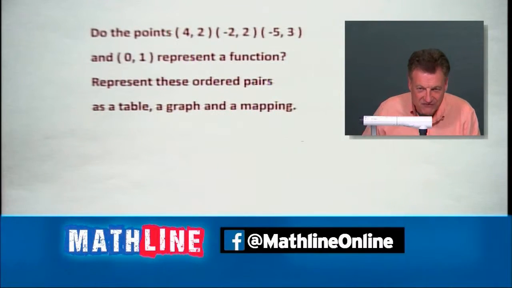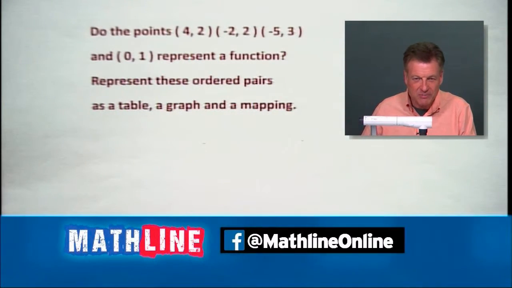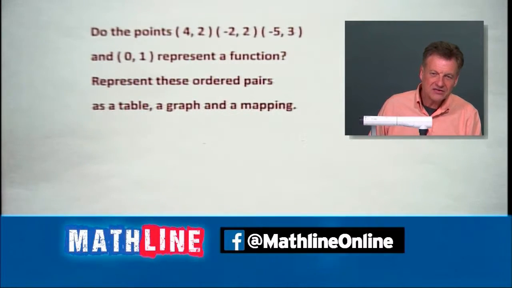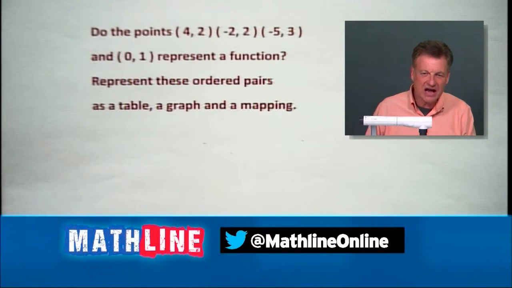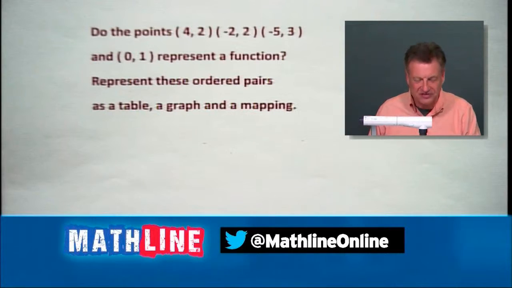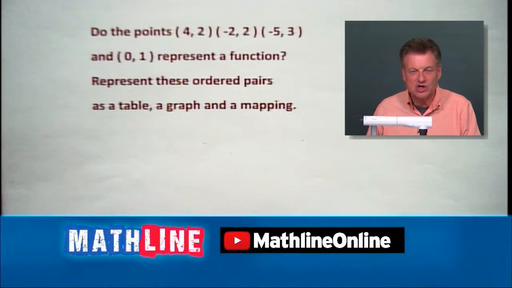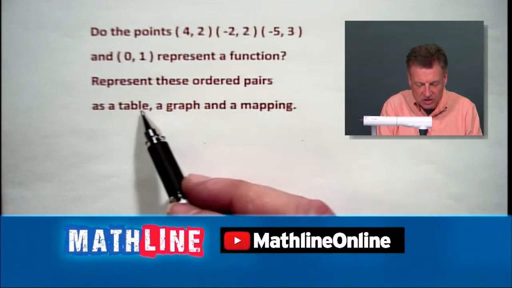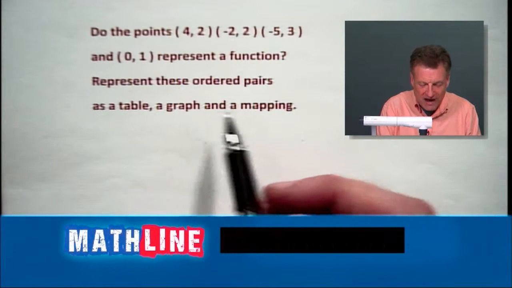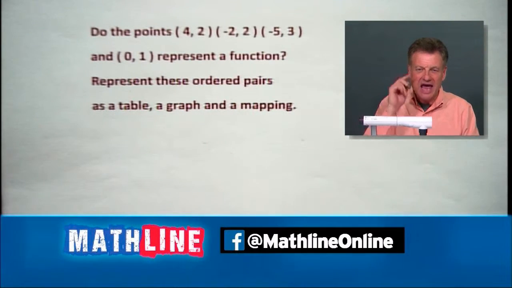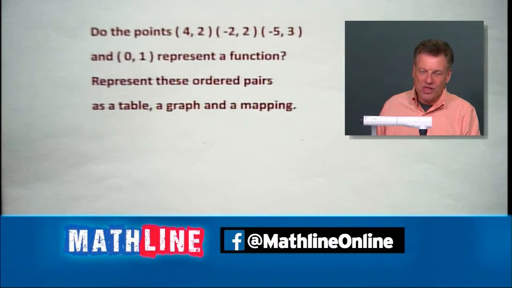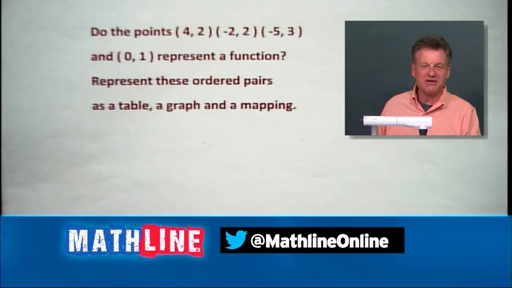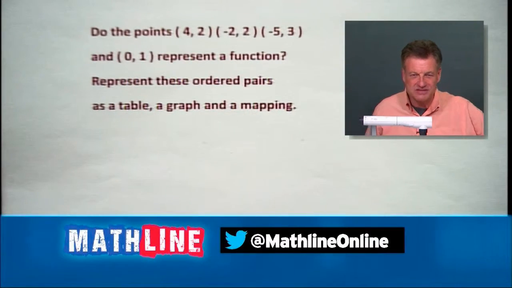-2, -5, 3, and 0, 1 represent a function. Now, some of you are saying, well, Ernie, that's very interesting. How can you tell? There's just a bunch of points there. I agree. So what we're going to do is put in a table, look at a graph, and also look at a mapping, and then we're going to come back and say, oh, that's why they do or don't make a function, when we see points.